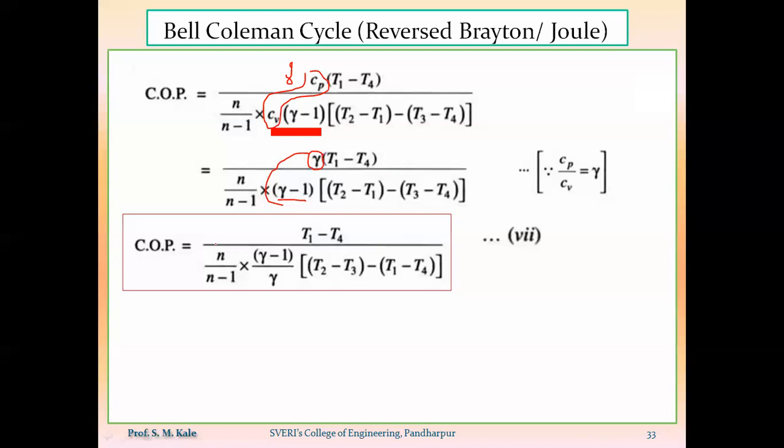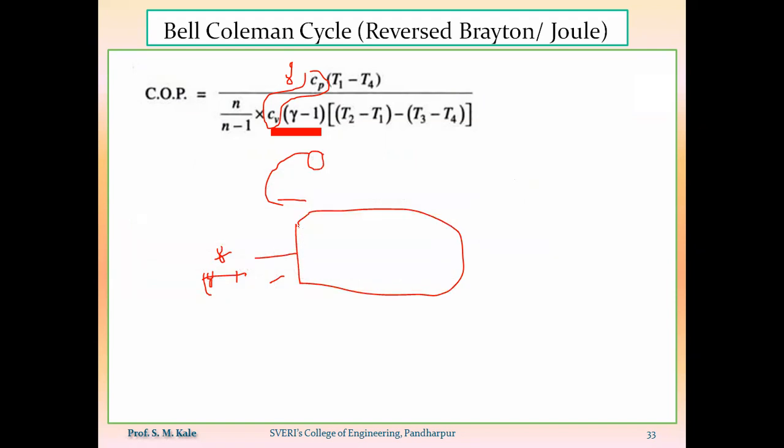Now if both the processes are isentropic processes, then what will be the value of n for an isentropic process? It will be gamma. So here for isentropic process, value of n will be equal to gamma. Here again gamma. So here this will become gamma upon gamma minus 1 into gamma minus 1 upon gamma. So here this gamma will get cancelled. This gamma minus 1, this gamma minus 1 will get cancelled. And whatever our previous equation we got, the same equation will be there at this location.